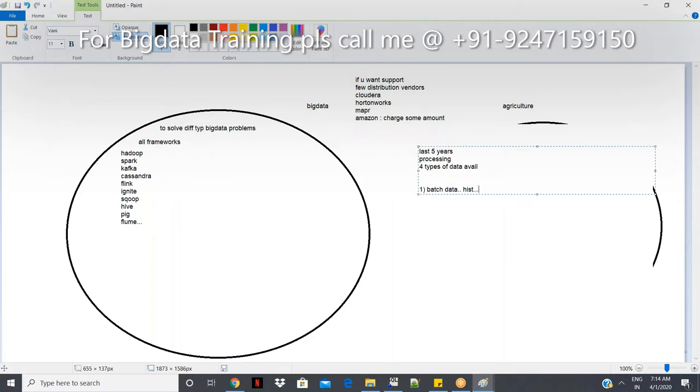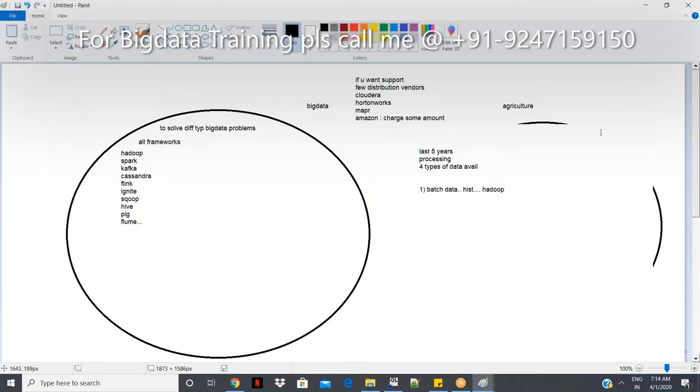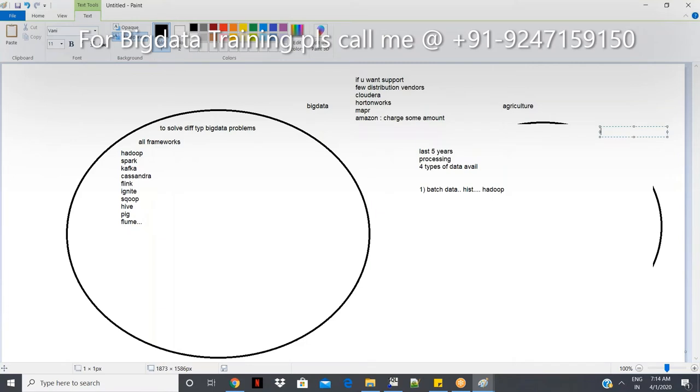At that time you use Hadoop. For example, the CBI registered one police case. I want to inquire about Nirav Modi. What happened in the last 5 years, 10 years? At that time, analyze that historical data.